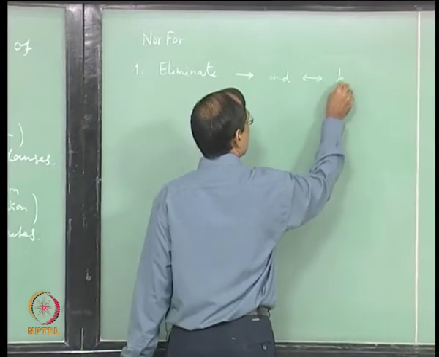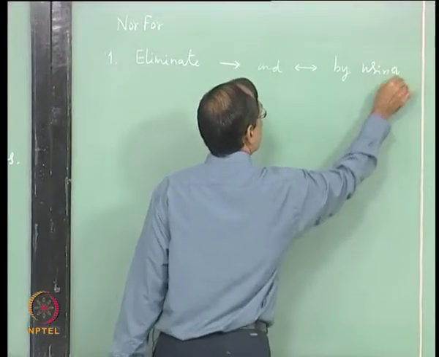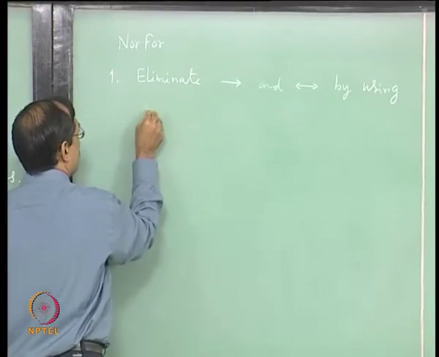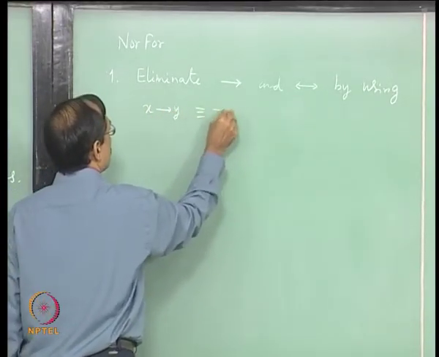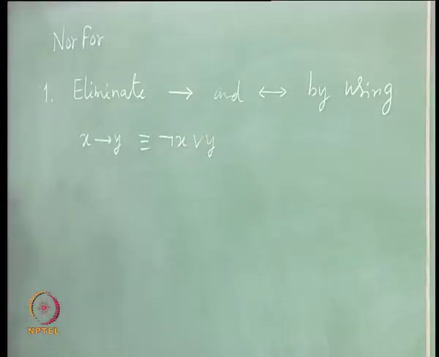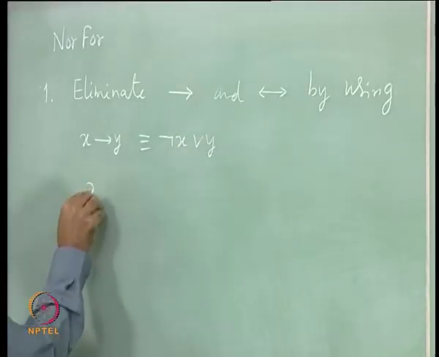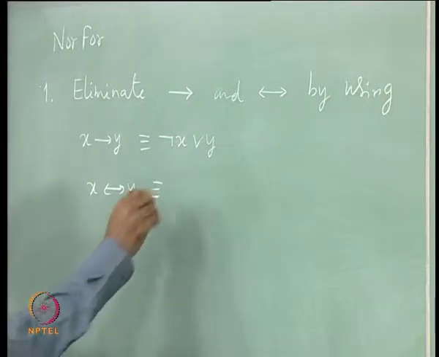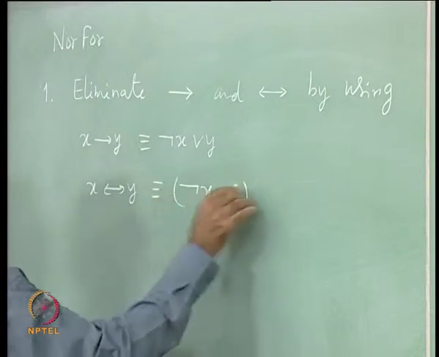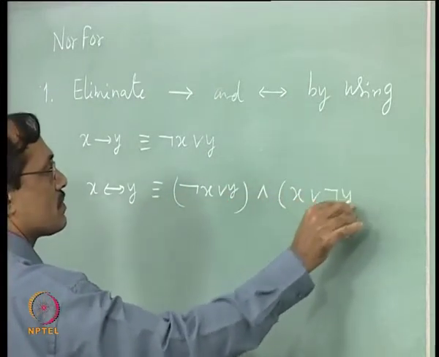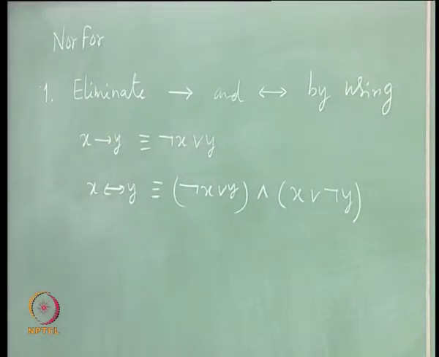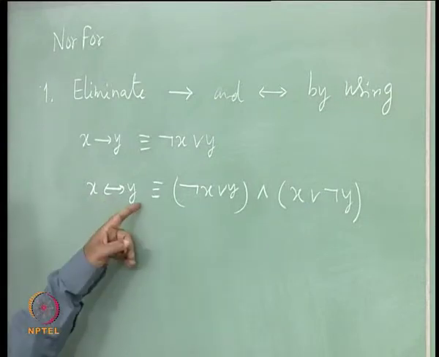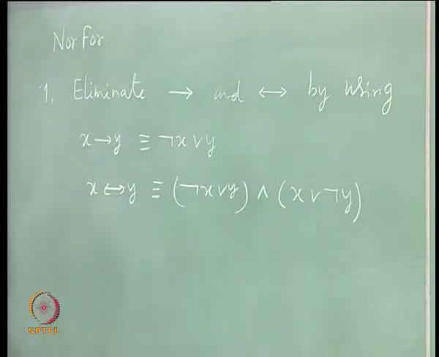Which laws may you be using? By using, say, x implies y is equivalent to not x or y, and then x biconditional y is equivalent to the and of both the things you can take. So, you say not x or y, and x or not y. It is a combination of x implies y and y implies x.